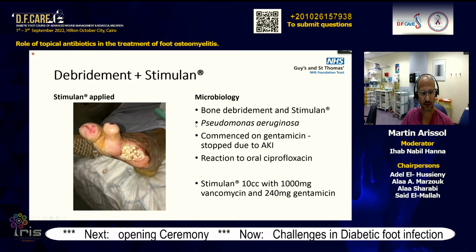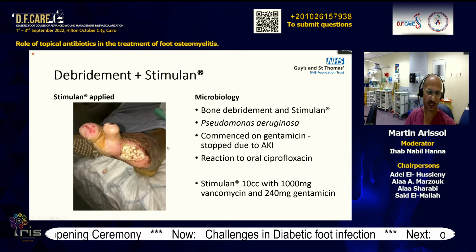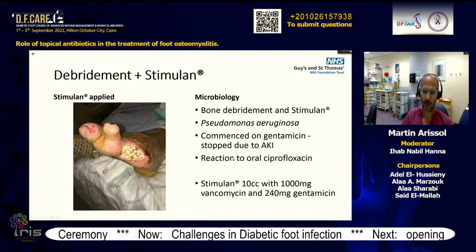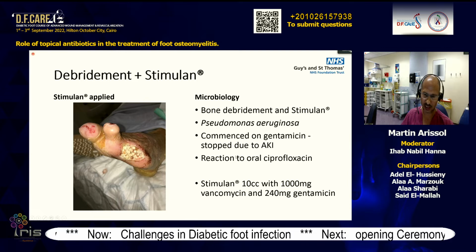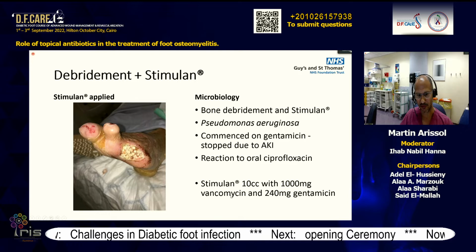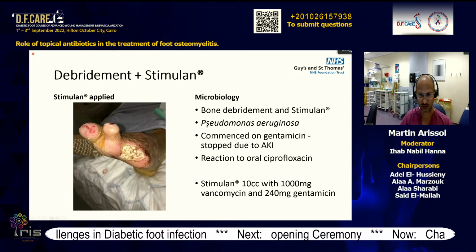We knew this patient was growing a Pseudomonas infection, and from this bone sample that we took, we again grew Pseudomonas. She was on gentamicin, but because of her deteriorating renal function, we had to stop the gentamicin and start her on oral ciprofloxacin. But even then, she reacted to this medication. So giving her Stimulan beads, or antibiotic beads, with vancomycin and gentamicin covered all the organisms that we needed to, gram-positive and negative.